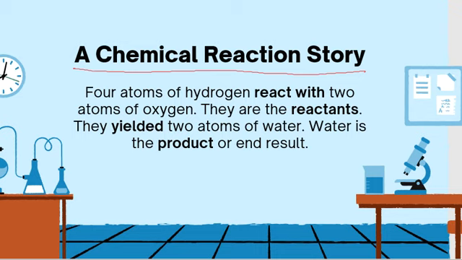Four atoms of hydrogen react with two atoms of oxygen. They are the reactants. They yield two molecules of water. Water is the product, or end result. The left side of the arrow, the equal sign, as you can say, is the reactants, and the right-hand side of the chemical equation is the product. You know very well about that.